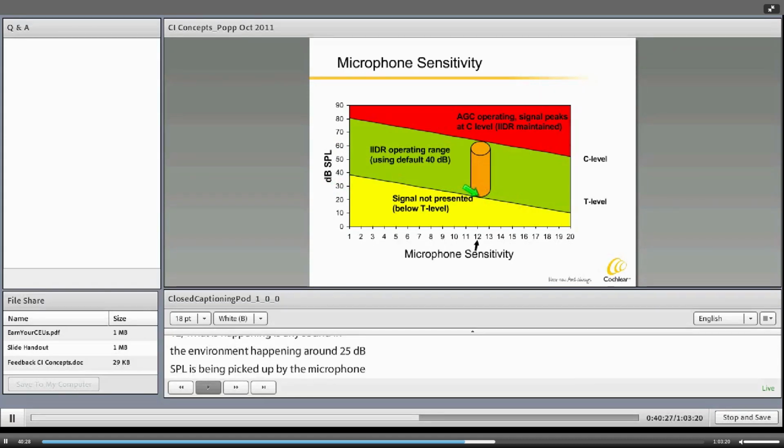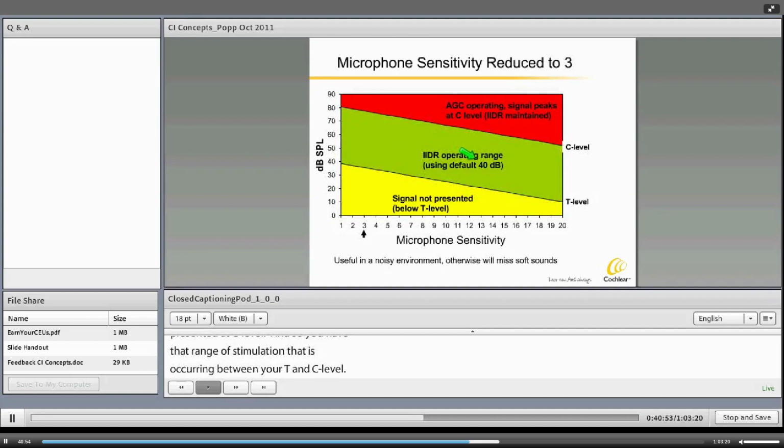With a sensitivity of 12, any sound in the environment that's happening around 25 dB SPL is what is being picked up by the microphone of the sound processor and presented at the threshold level. A sound that is at 65 dB SPL is being presented at C level. And so you have that range of stimulation that is occurring between your T and C level.